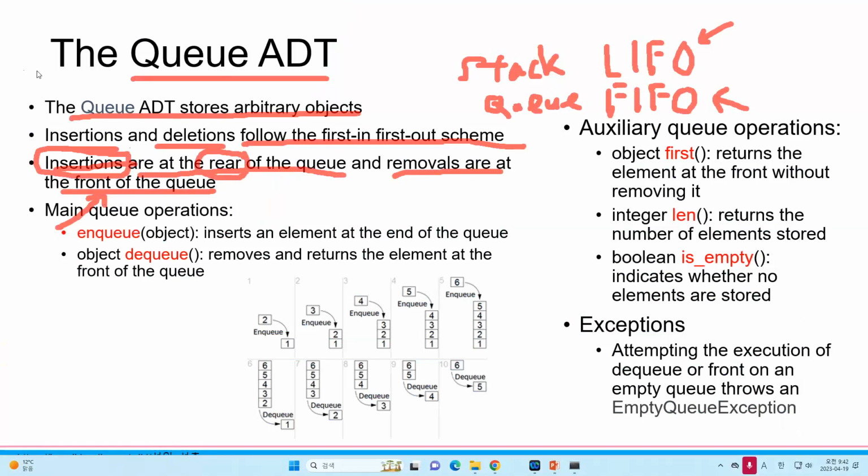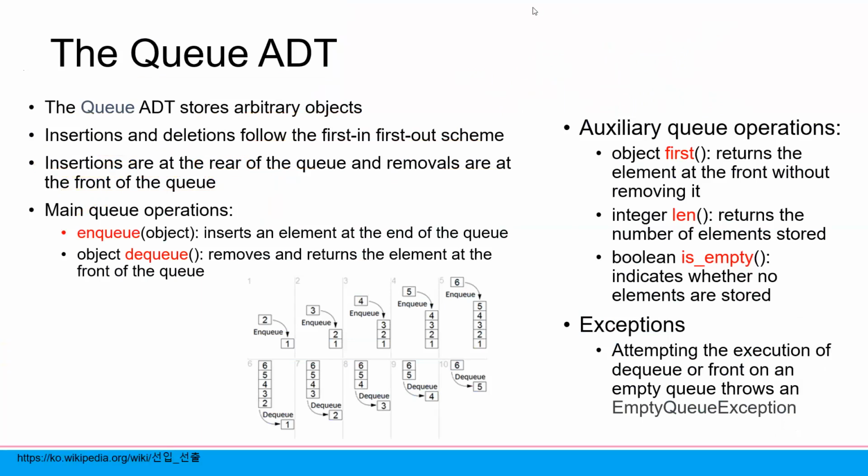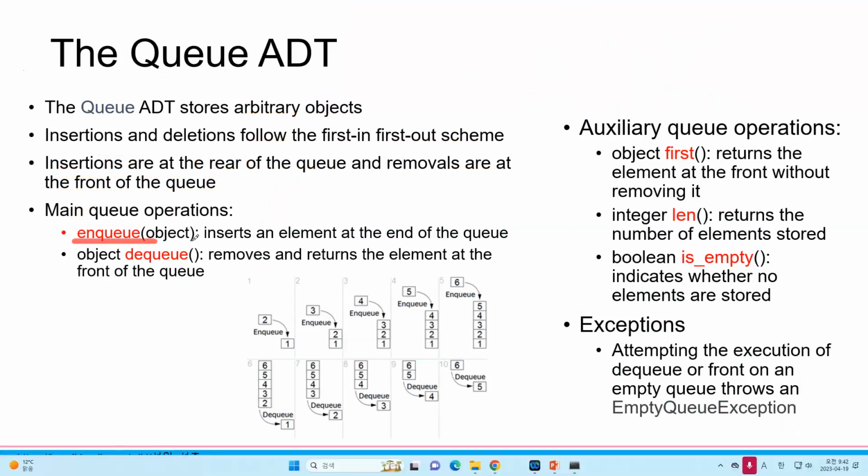The main queue operations, there will be two operations, NQ and DQ. So for the NQ, you will have one parameter. It means I would like to insert an element at the end of the queue. And if I want to DQ, there will be no parameter. I will just remove the object. So it will remove and return the element at the front.